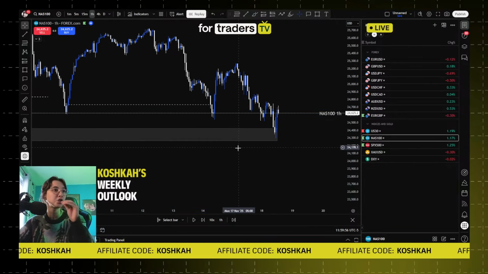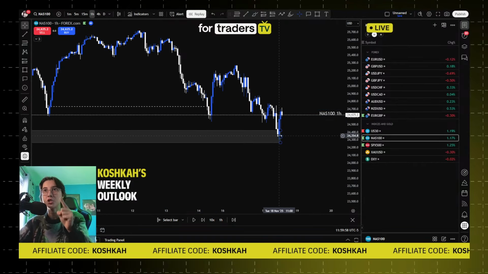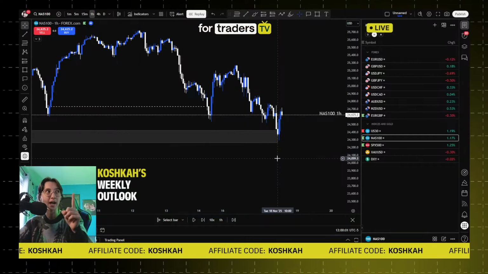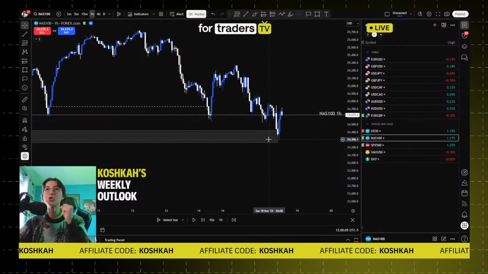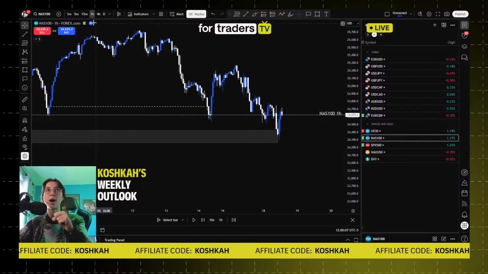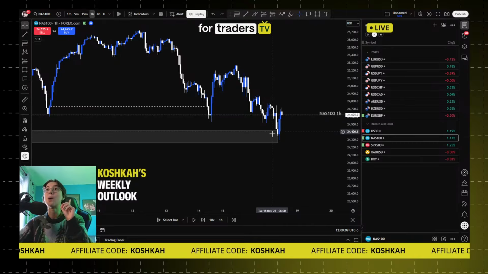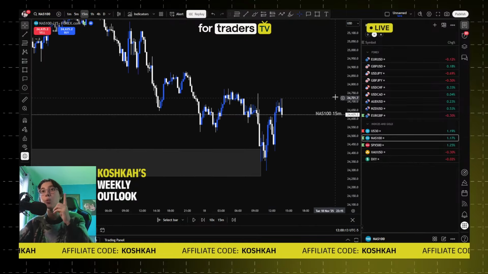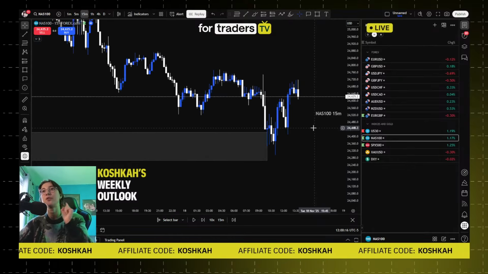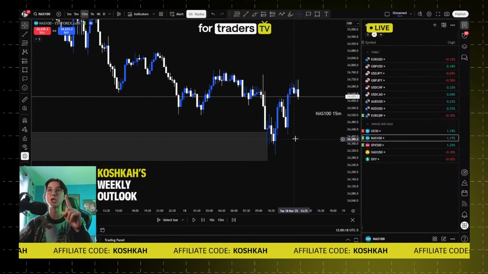Of course, I'm not straight away entering inside this POI. Again, guys, that's what I really want you to understand. I'm not straight away entering in the POI. I wait, first of all, for a POI mitigation, and then I go on the 15-minute to wait for a 15-minute change of character. Okay, important.